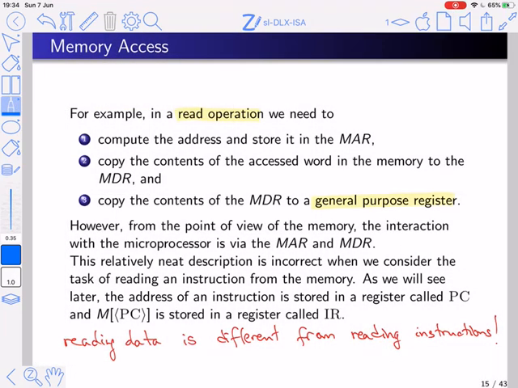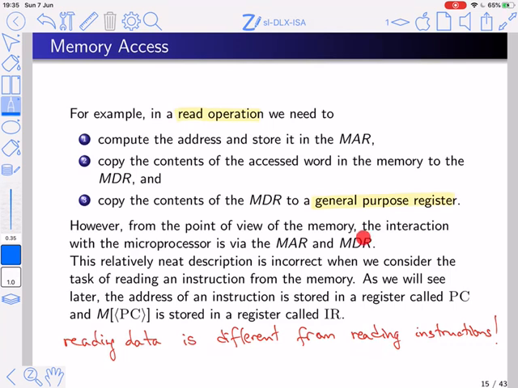In a read operation, we need to compute the address that we want to access and store it in the MAR. We need to copy the contents of the accessed word in the memory to the MDR, and then finally we copy the contents of the MDR to another register called a general purpose register. So the MDR stands between the general purpose register and the memory.